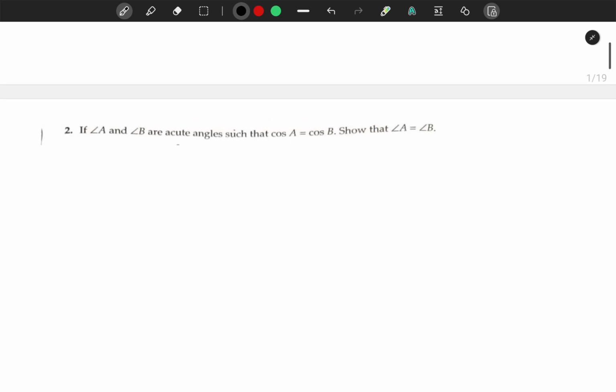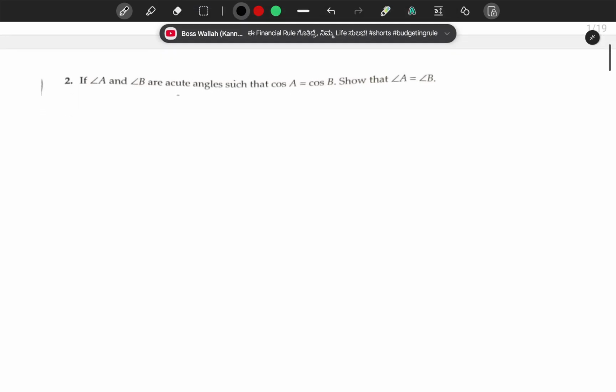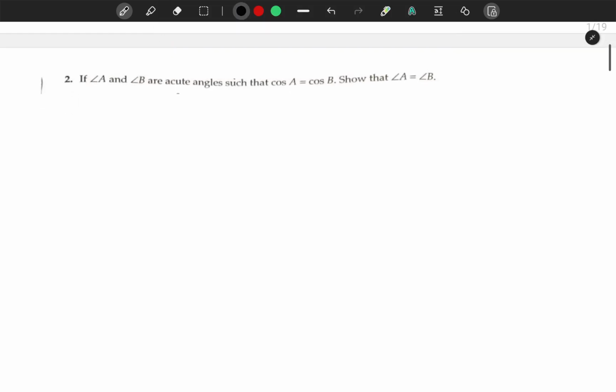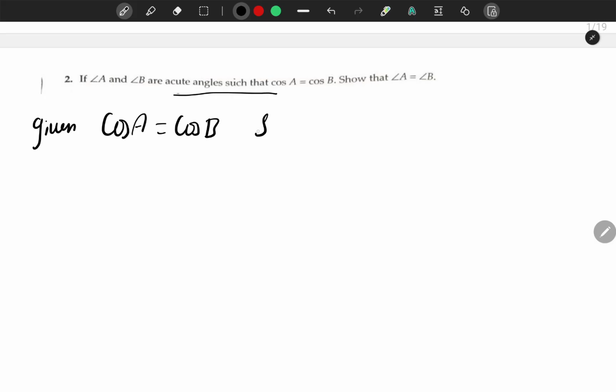Next question. Angles A and B are acute angles such that cos A is equal to cos B. They are given that cos A is equal to cos B. We need to show that angle A is equal to angle B.